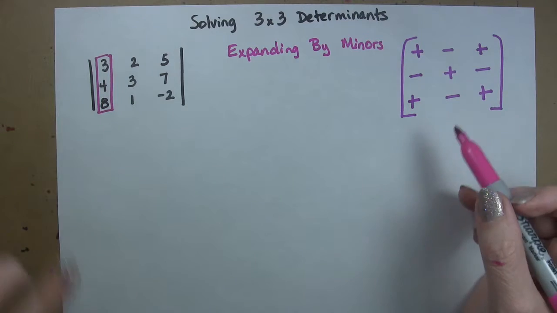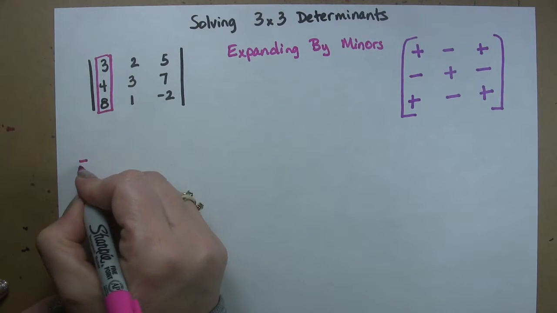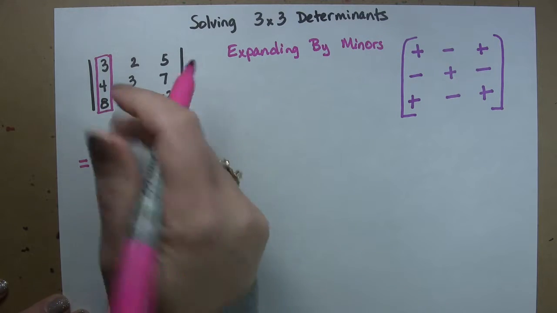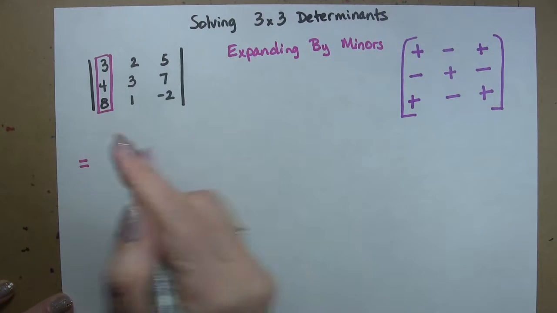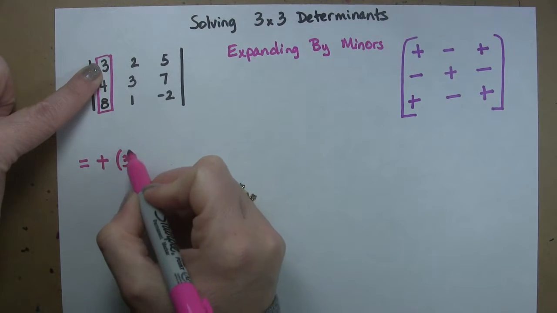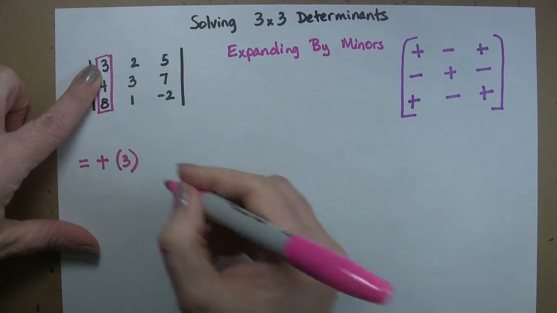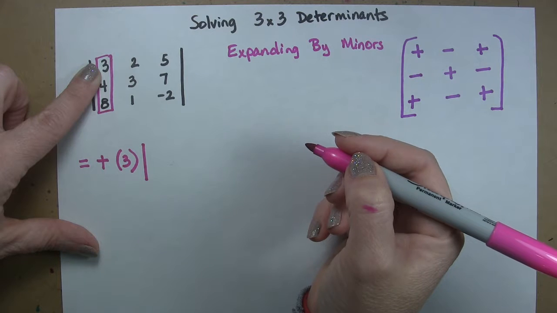So that's important because here's what we're going to do. We're going to say that this matrix, this determinant, can be broken down like this. We put in a plus sign, and then we put in our 3, and then we multiply that 3 by the minor.